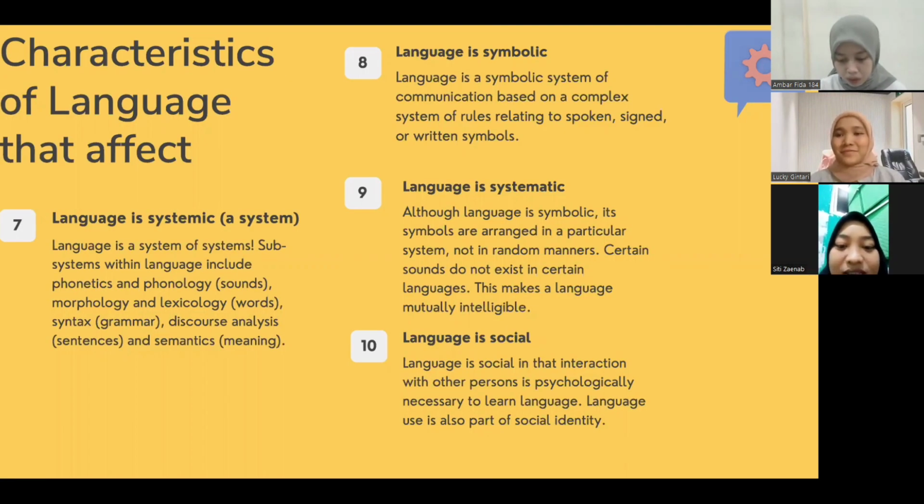Next slide: language is systematic, or a system. Language is a system of systems. Subsystems within language include phonetics and phonology, sounds; morphology and lexicology, words; syntax, grammar; discourse analysis, sentences; and semantics, meanings. Language is a symbolic system of communication based on a complex system of rules relating to spoken, signed, or written symbols. Language is systematic. Although language is symbolic, its symbols are arranged in a particular system, not in random manners. Certain sounds do not exist in certain languages. This makes a language mutually intelligible.